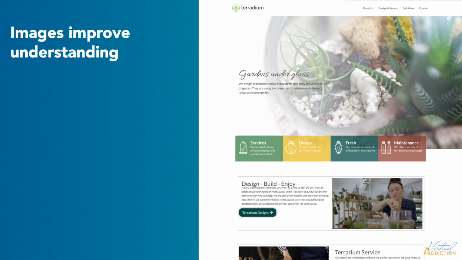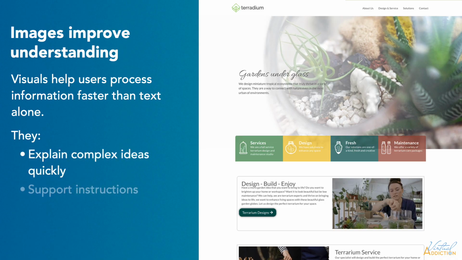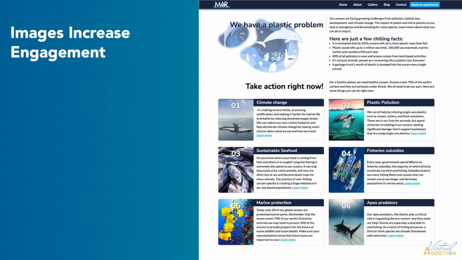Images improve understanding. Visuals help people process information faster than text alone. They can explain complex ideas quickly, support instructions, reinforce key messages, and reduce cognitive load. Many users understand visuals faster than paragraphs of explanation. That's why diagrams, screenshots, and infographics are so effective.